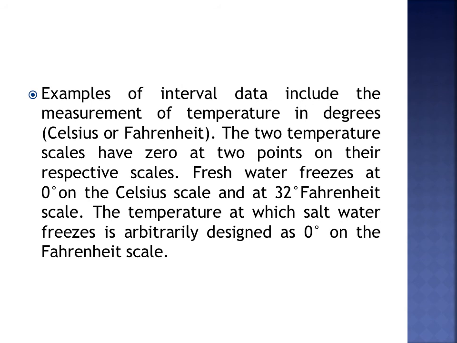So let's have an example. Examples of interval data include the measurement of temperature in degrees, so that's either Celsius or Fahrenheit. The two temperature scales have 0 at two points on their respective scales. Fresh water freezes at 0 degrees on the Celsius scale and at 32 degrees on the Fahrenheit scale. The temperature at which salt water freezes is arbitrarily designated as 0 degrees on the Fahrenheit scale. So as you can see, like what I've mentioned in my previous slide, temperature is one of the best examples of the interval scale.